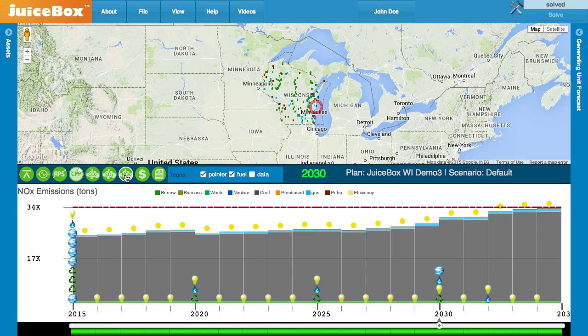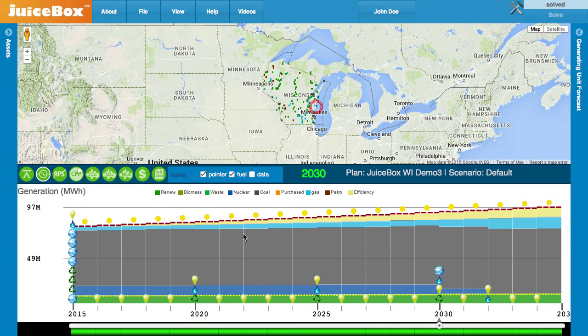Let's now look at the third approach for reducing emissions, fuel switching. Looking again at the generation graph, we see that Wisconsin relies on coal for most of its electricity. Emissions can be reduced by reducing coal reliance and increasing reliance on renewable, nuclear, or natural gas resources. Notice that 2 nuclear units retire after 2030.